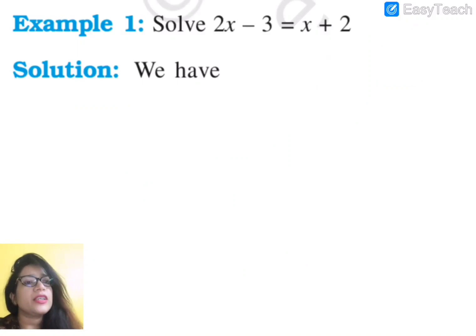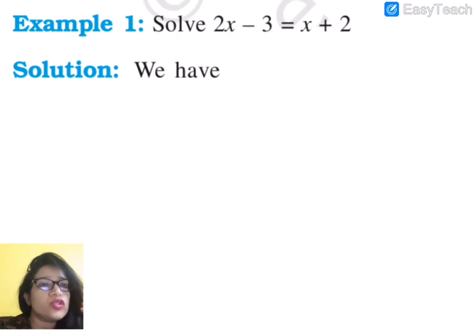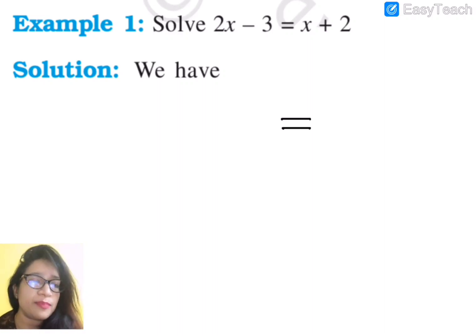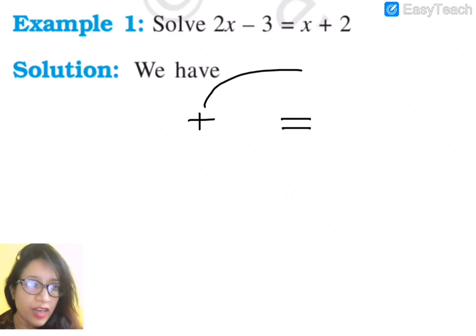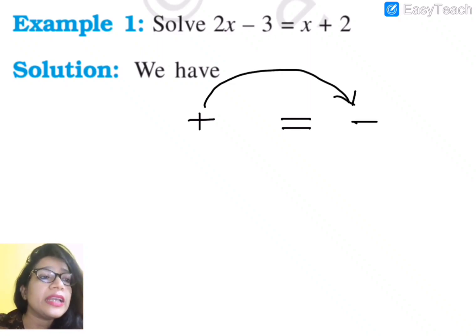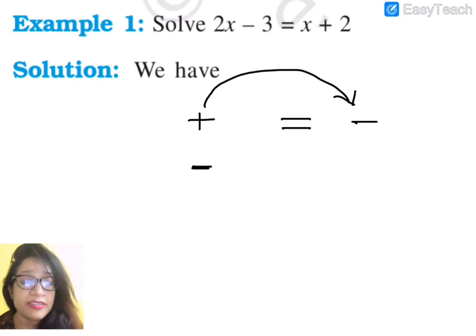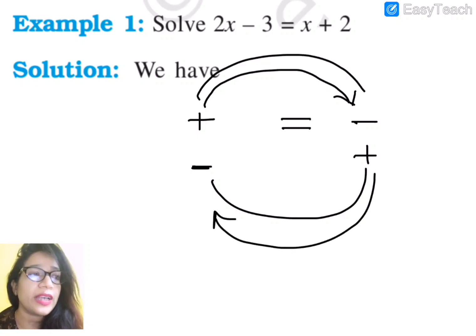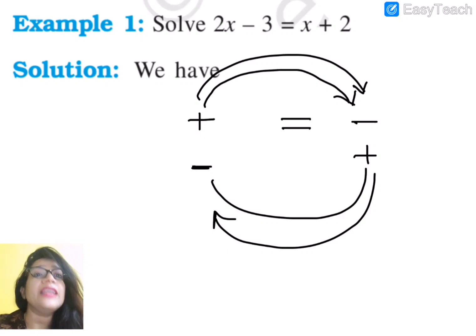Now, the first question is 2x minus 3 is equal to x plus 2. Whenever we are going to solve any linear equation, our basic funda is that if a term is moved from left hand side to the right hand side, if it has a plus sign on the left hand side, then when you transfer it to the right hand side it will be negated. If we have a negative sign, then it will become positive. So, whenever a term is coming across the equal to sign, it is going to undergo a sign reversal.